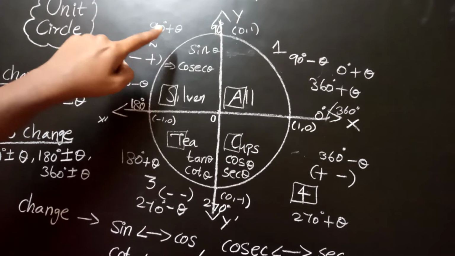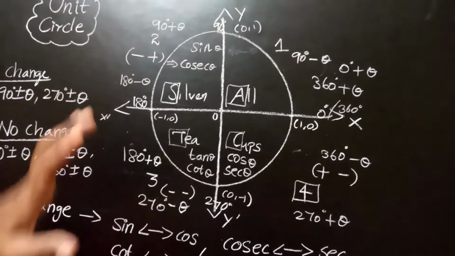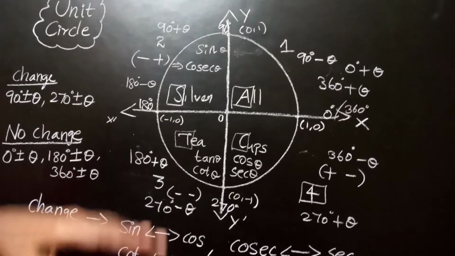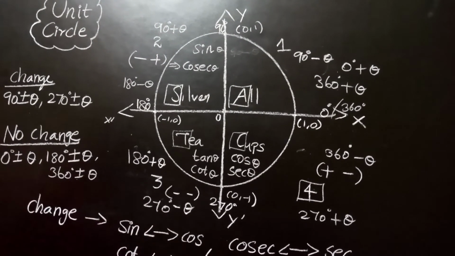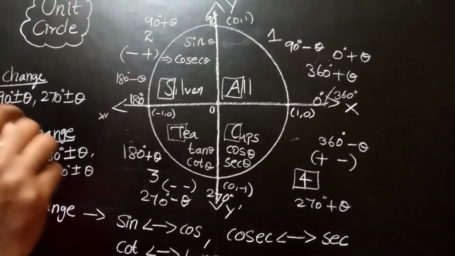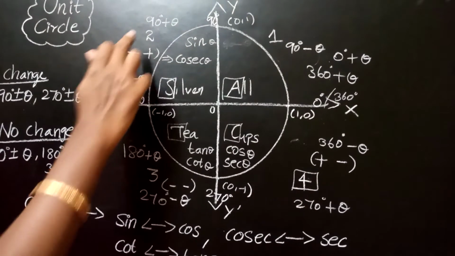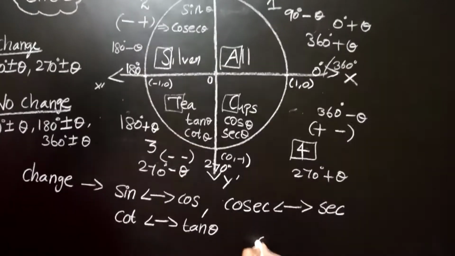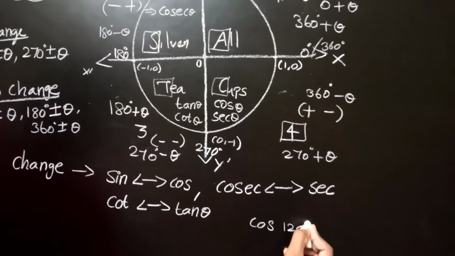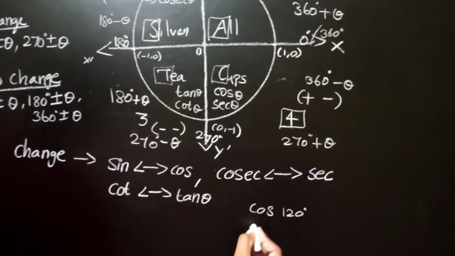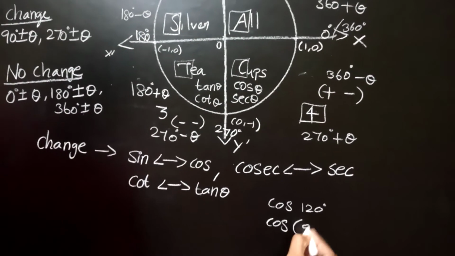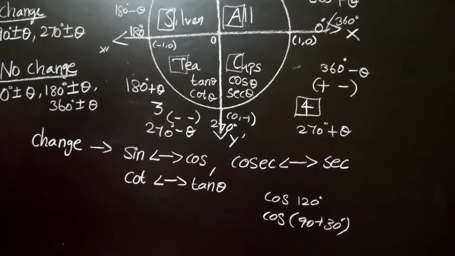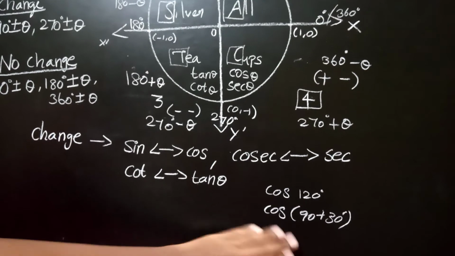So when can we apply this? For example, you know only the trigonometric table with the special angles 30, 45, 60 and 90. Suppose your question is about 120 degrees, but we don't know the exact value for 120. In that case we have to use 90 plus theta. Suppose my question is cos 120 degrees. We don't know the value for 120, so we can split it as 90 plus 30. Here only we are going to apply these rules.